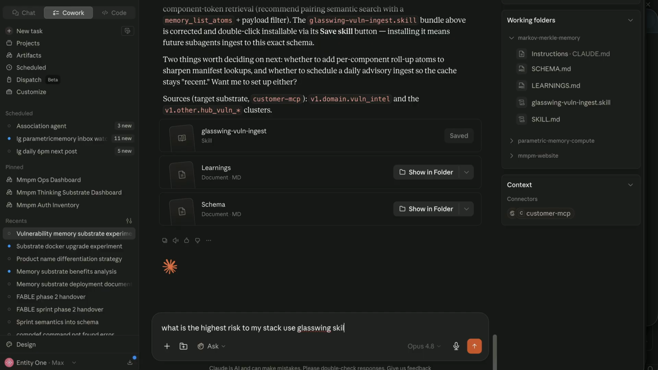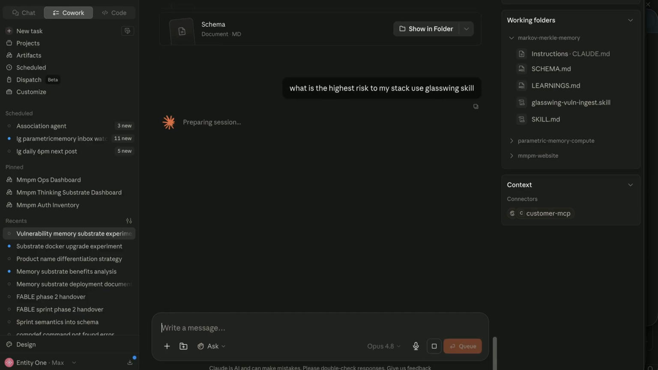Glasswing skill. The idea here is it's going to query all of the vulnerability information that we've pulled off the internet, covering the last 6 months for my entire stack. Now in this experiment, I'm limiting it to Node, TypeScript, Docker, Traefik, and some of the other technologies, software, and packages that the project uses.